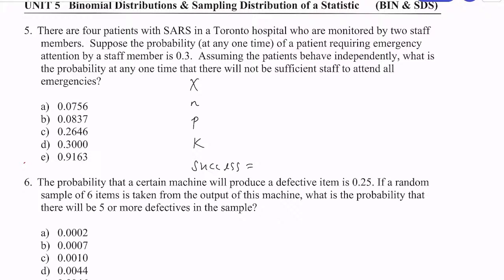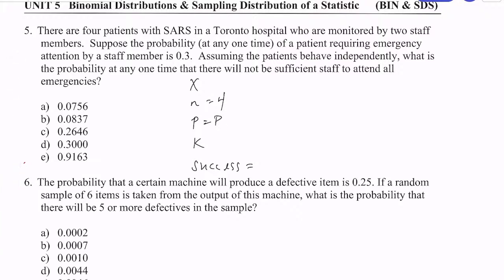Okay, x. Okay, so n. There are 4 patients, so those are who we're going to observe. Suppose the probability at any one time of a patient requiring emergency attention by a staff. So that's the number they gave us. That's going to be the P.